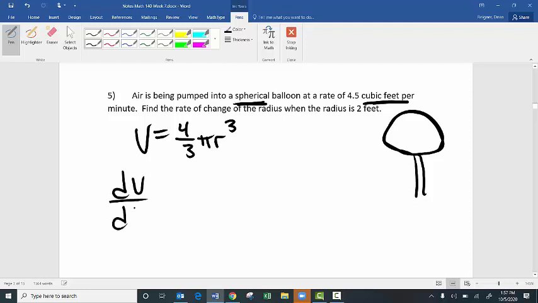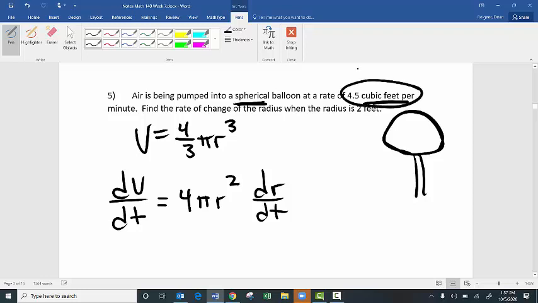So dV/dt is the derivative of V. Here we go: 3 times 4/3 is 4. Pi comes along, r goes to the second power, and then the derivative of r is dr/dt. So now this is how the volume is changing. They give us that at 4.5 cubic feet per minute. So this is 4.5 equals 4 pi.